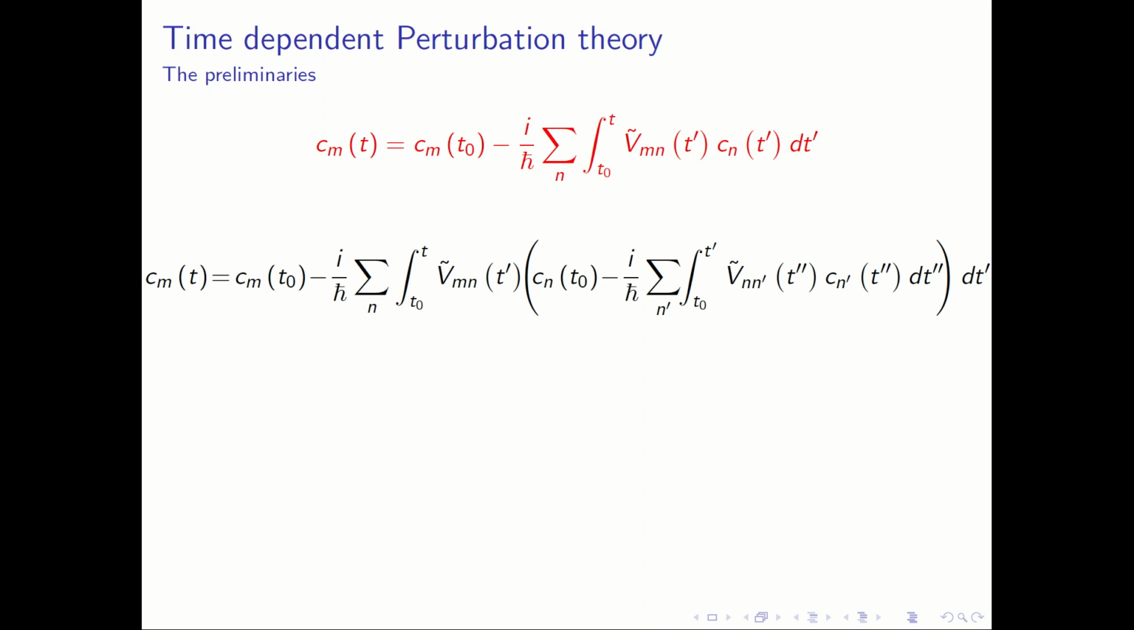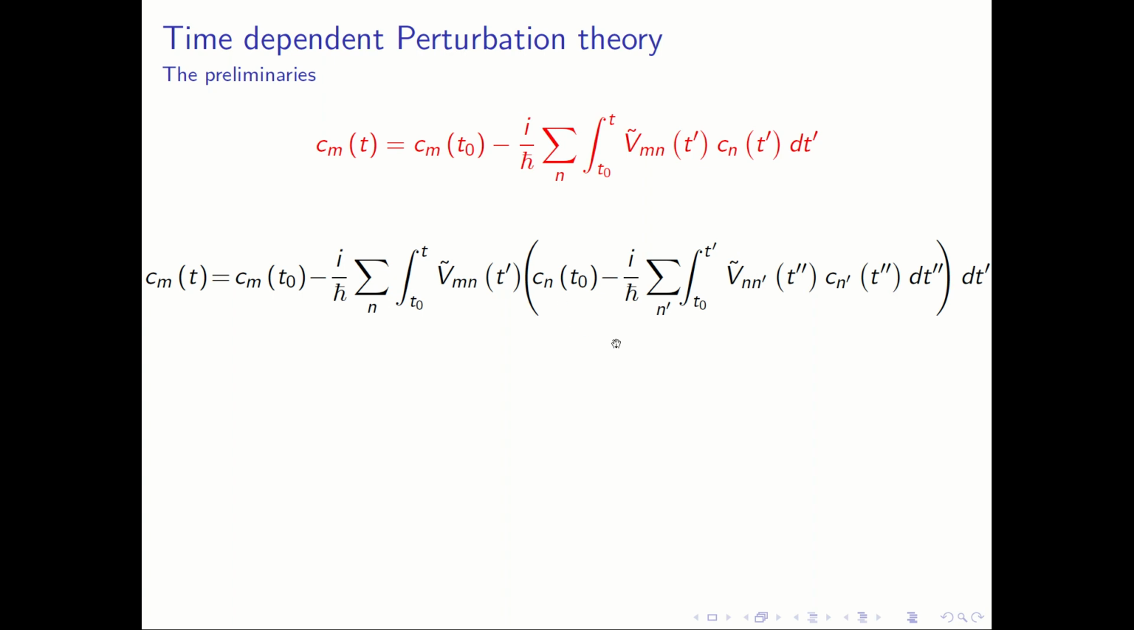Now, while this is just the integral version of the equation, not really a solution, this does show us a way forward. What we do is simply this: instead of the C_n(t') here, we can just use the equation again, which means C_n(t') can be written down as C_n(t0) minus i/ħ, again a sum, but now over another index of summation, n' let's say, and this integral will be not from t0 to t but from t0 to t', and Ṽ of course will be Ṽ_nn'(t'') C_n'(t'') dt''.